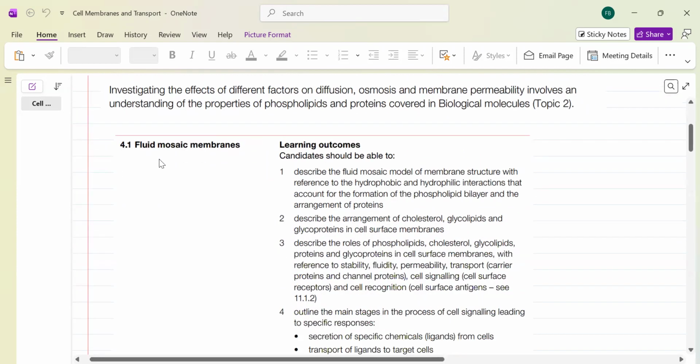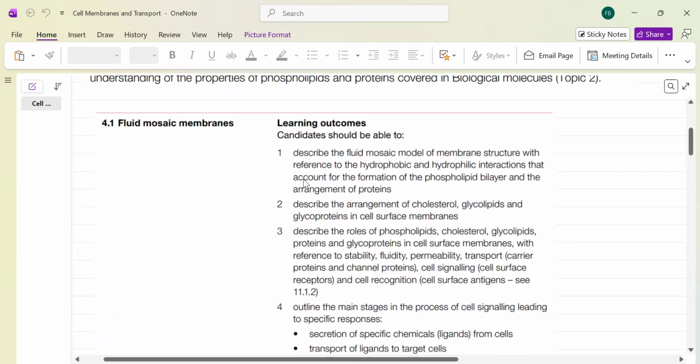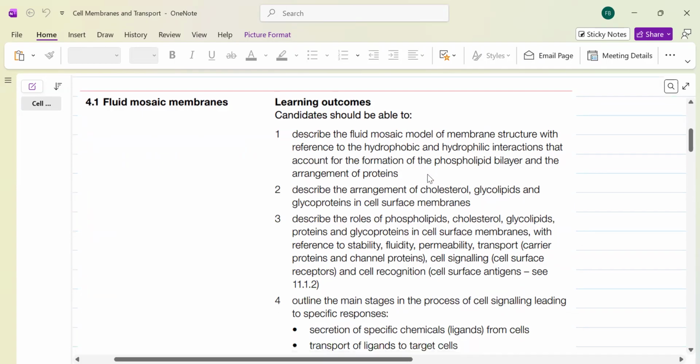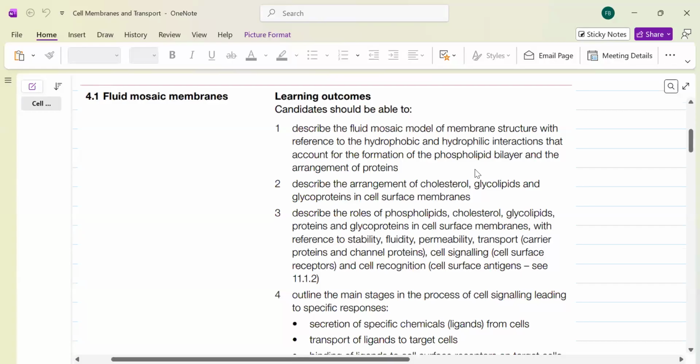Section 4.1 deals with, what you must know after completing this: the fluid mosaic model structure, the hydrophobic and hydrophilic interaction, and phospholipid bilayer formation, then the arrangement of cholesterol, glycolipid, and glycoprotein in the cell membrane, like how cholesterol is arranged, how glycolipid is arranged, and whether they move inside that membrane or whether they stick to their position. So this we will discuss.